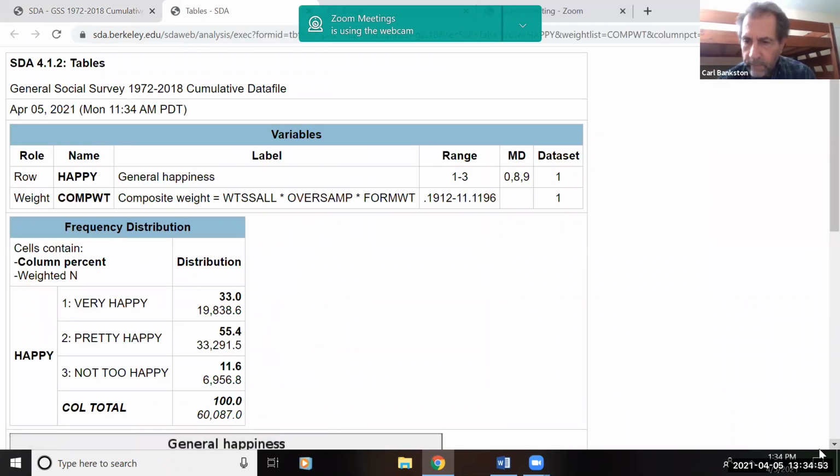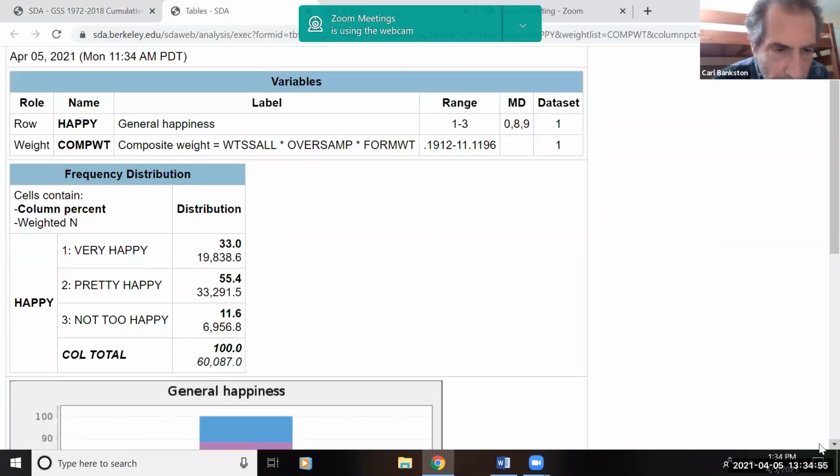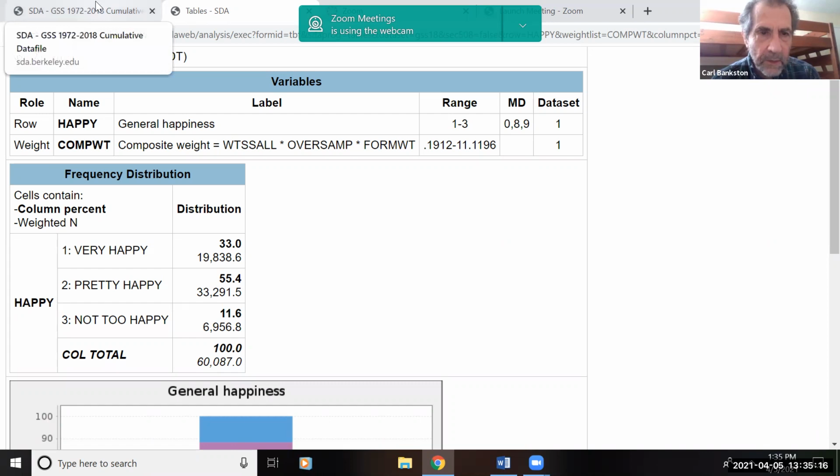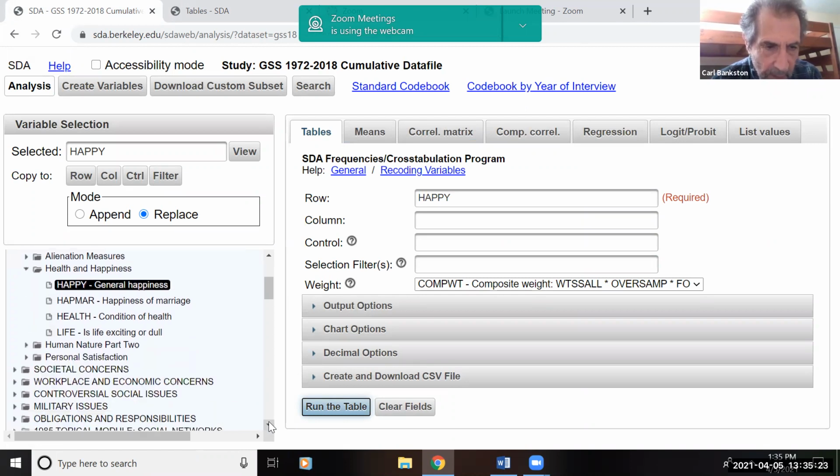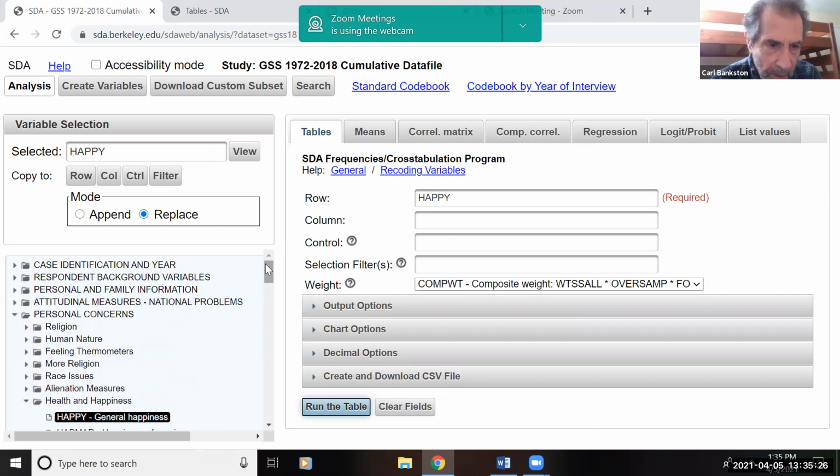And then this is optimistic. About a third of the respondents reported that they were very happy. Majority said they were pretty happy, and only about 11.6% said they were not too happy. But let's do a simple cross-tabulation.